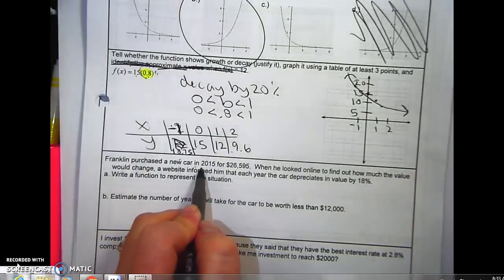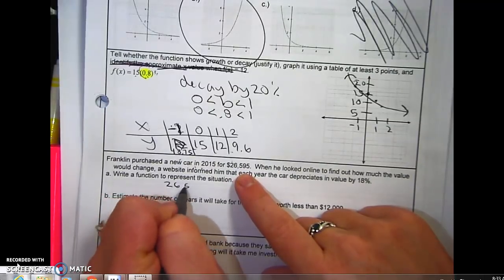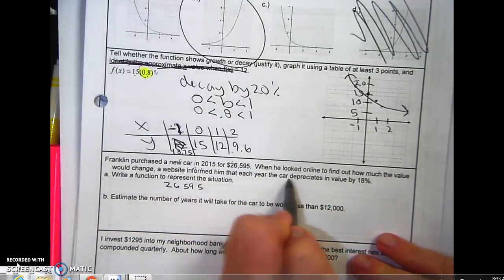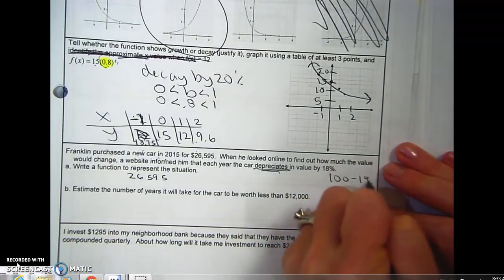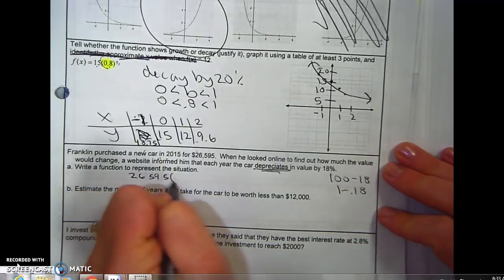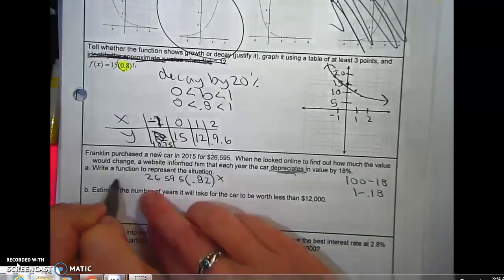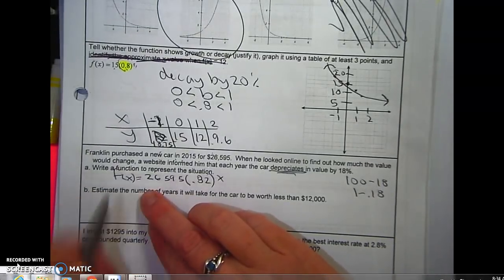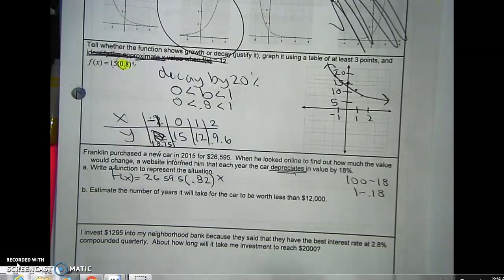So you purchased a car in 2015. So this is the initial price. It depreciates. Depreciates means it goes down. So I'm going to go 100 minus 18, or I'm going to go 1 minus 0.18. Either way, I get 0.82 to the x. And all they want for the first one, which is why there isn't very much space, is for you to write a function. F of x, g of x, h of x, whatever.